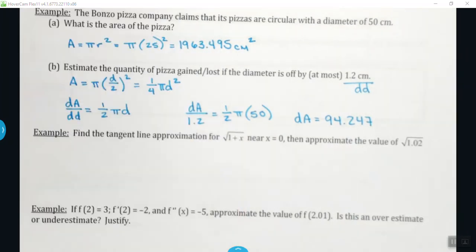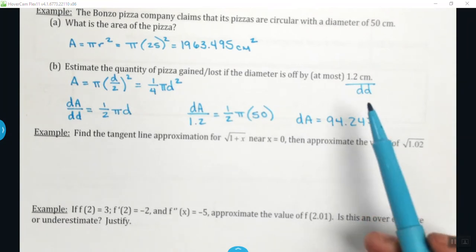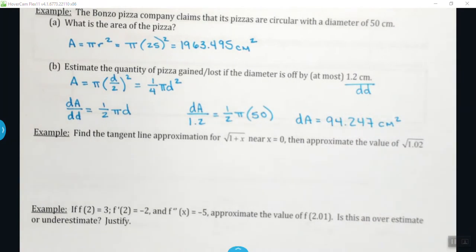So that's how much your area could be off by if your diameter is off by 1.2. So Bonzo could be gipping you 94.247 centimeters squared.